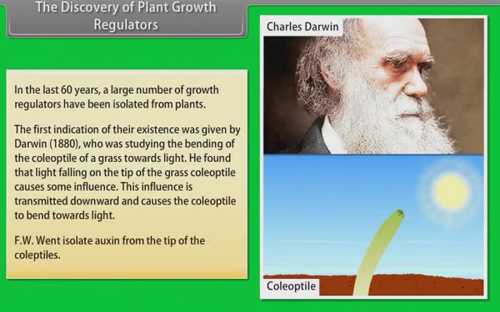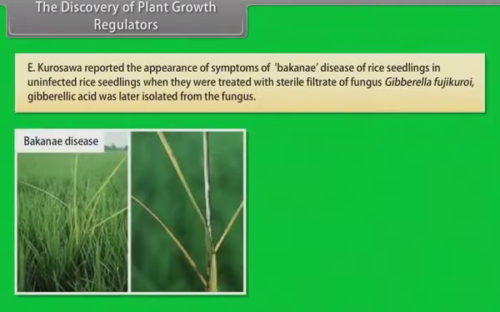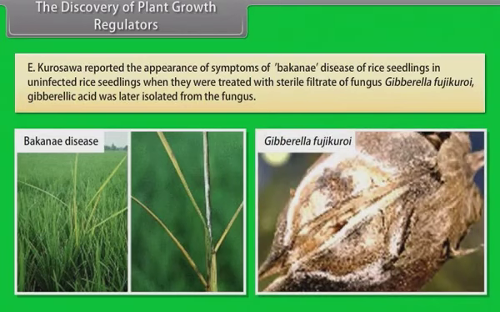F.W. Went isolated auxin from the tip of the coleoptiles. E. Kurosawa reported the appearance of symptoms of Bakanae disease of rice seedlings in uninfected rice seedlings when they were treated with sterile filtrate of the fungus Gibberella fujikuroi. Gibberellic acid was later isolated from the fungus.